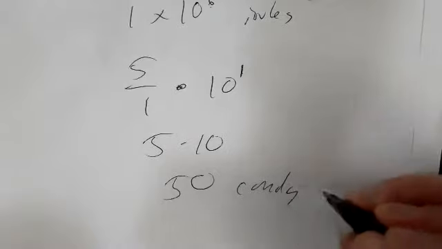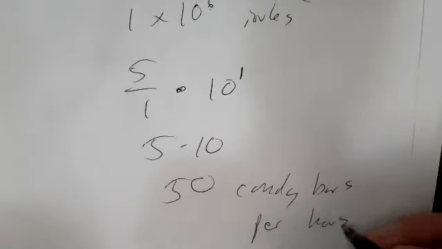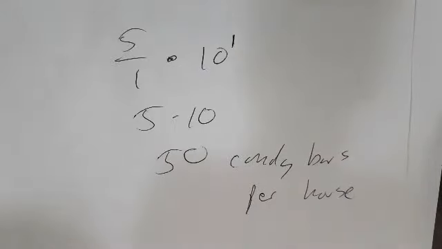So 5 over 1 is just 5 times 10. 50 candy bars per house is what we're at here. So if you want to supply a house with power, it will take you about 50 candy bars per day. So that was daily consumption.